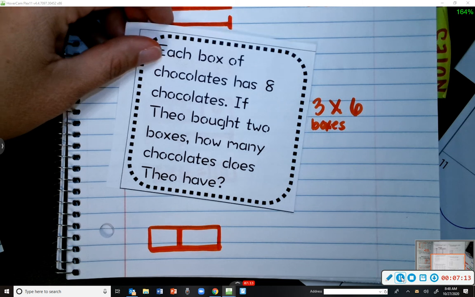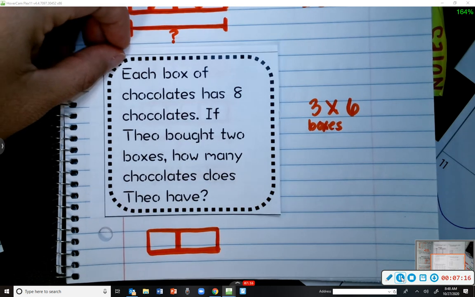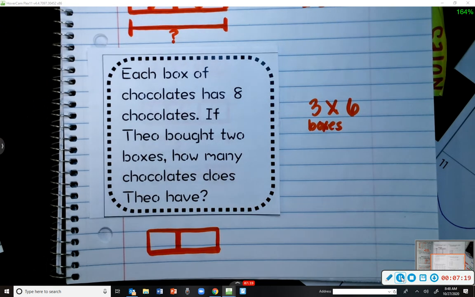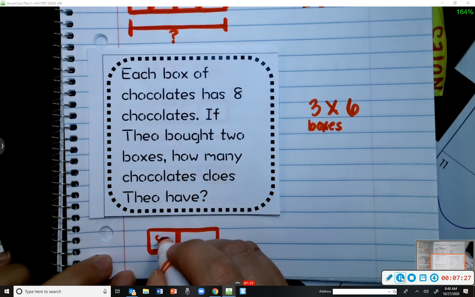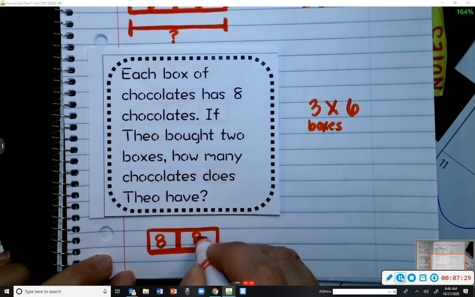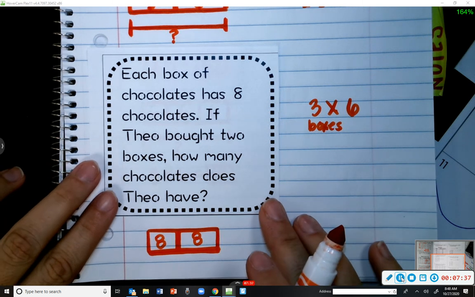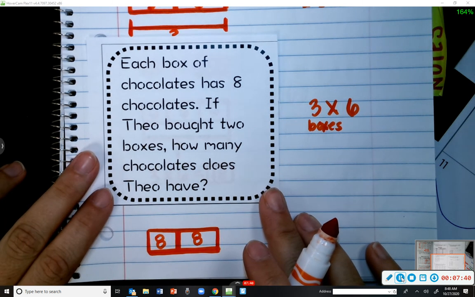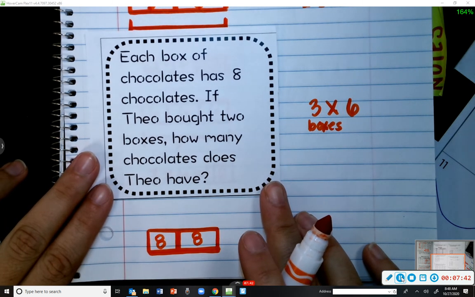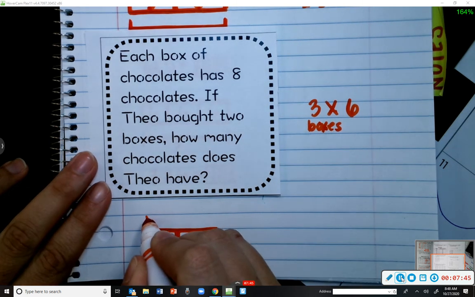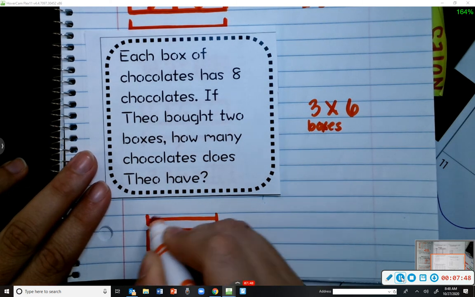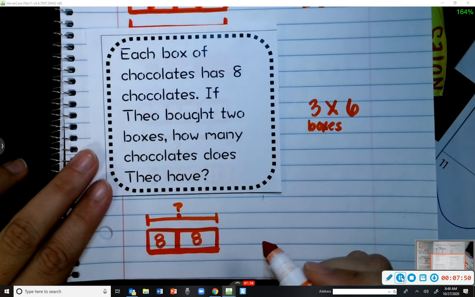Okay. Now I'm going to let you read that again and tell me what should go in each box. Read it to yourself. What goes in each box? 8. Very good, because there's 8 chocolates in each box. Okay. Now what's missing on my strip diagram? Bryson? The line? Good. The line with the question mark. And we're missing the total amount or the product.